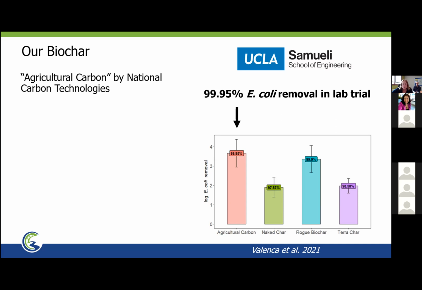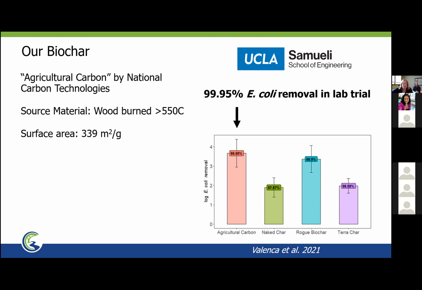So we went with the best one, and it also happened to have an office in Minnesota, so it was convenient as well. That was called Agricultural Carbon, and it's marketed by a company called National Carbon Technologies. They're out of Oakdale. Our source material was hardwood. It was burned at 550 degrees Celsius. And then we did a whole slew of testing just to characterize its characteristics.